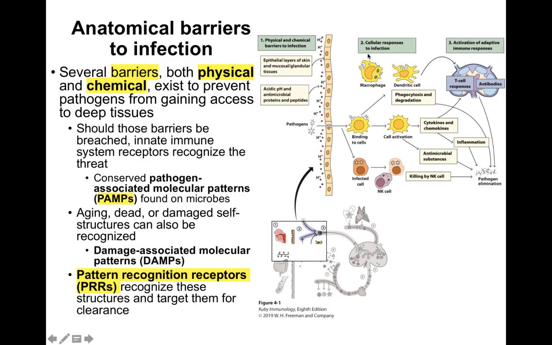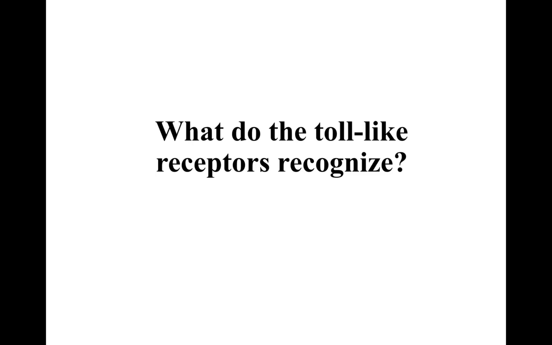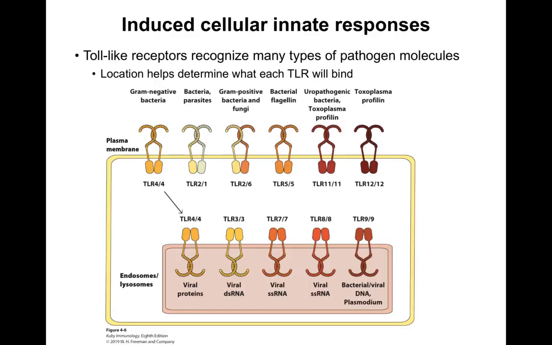If we look at the cells that are in the innate immune response, those macrophages and the dendritic cells have pattern recognition receptors that recognize conserved patterns on pathogens. So those are called pathogen-associated molecular patterns. So on these pathogens, they have these conserved patterns that these recognition receptors can detect. Some of the pattern recognition receptors are called toll-like receptors. So what do the toll-like receptors recognize?